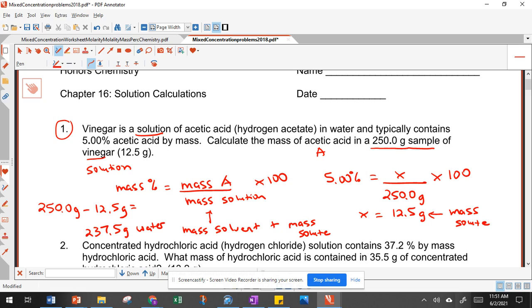So just try some of these problems when you run into them on your sheet. Your sheet you're going to see is going to be a mix of molarity, molality, and mass percent. And see if you have any questions. And good luck.